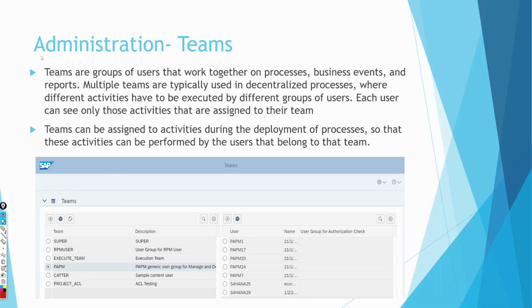Then under the administration, the second is teams. This is what the teams screen looks like. This is basically used for creating teams within PAPM. For example, if you want to set that certain activity should be performed by certain teams, so that no other team's users can see those activities, those kinds of requirements can be set up by teams. So we create teams, and under the teams we enter the users who are part of that team.